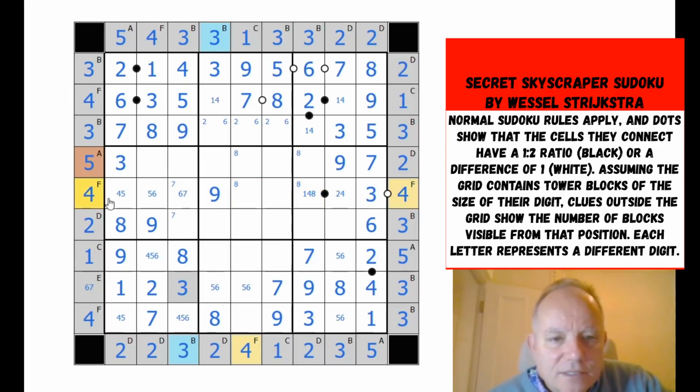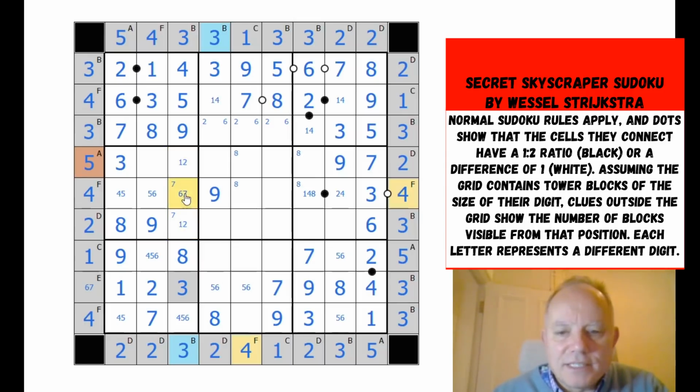That effectively does this 4. It doesn't matter how I resolve these now. They must prove that 4. 1 and 2 in the box must be in these cells. Oh, and that's very helpful because now I know where 7 is. It's here, not here. This is 4, 5, or 6.